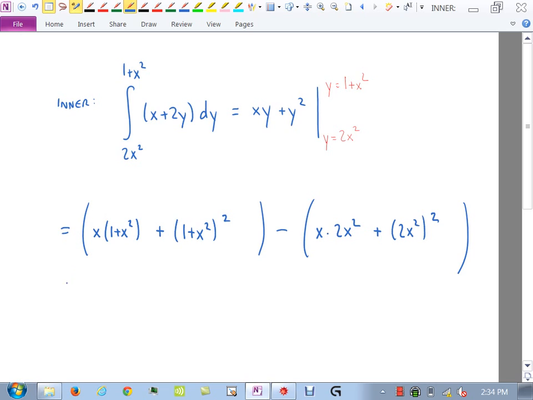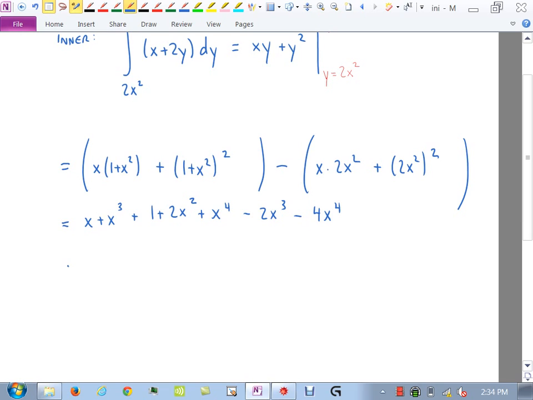which is just an exercise in expanding polynomials, right? X plus x cubed plus 1 plus 2x squared plus x to the fourth, minus 2x cubed minus 4x to the fourth, which is, I'll try and put this in descending order, negative 3x to the fourth minus x cubed plus 2x squared plus x plus 1. Do y'all agree with that? That's my inner integral.